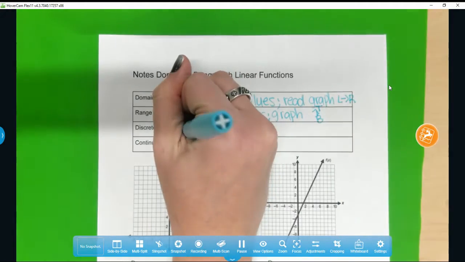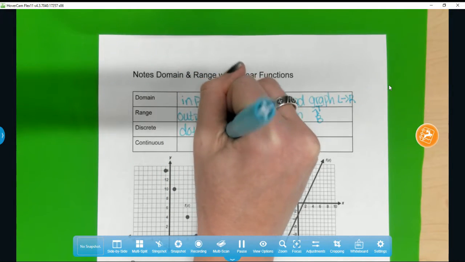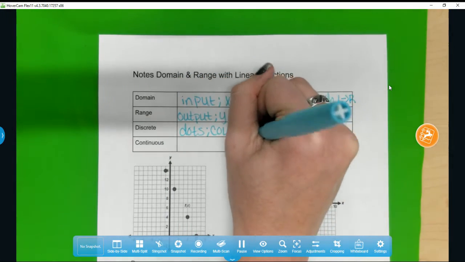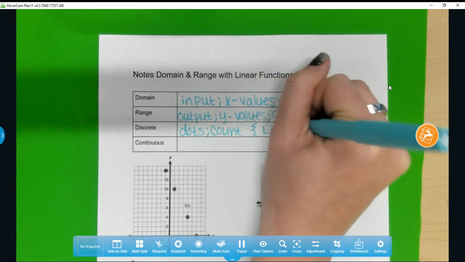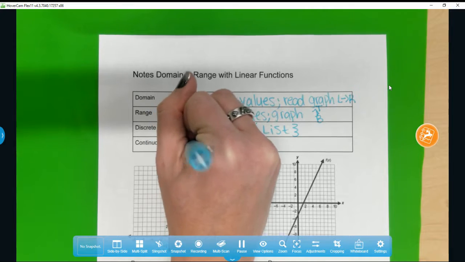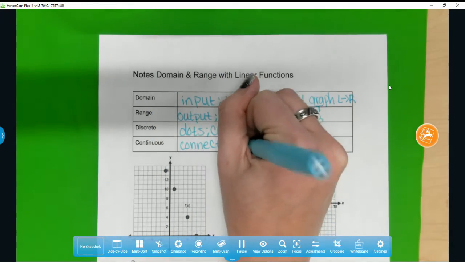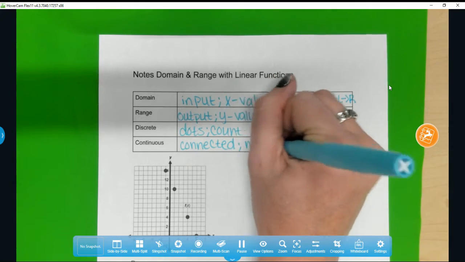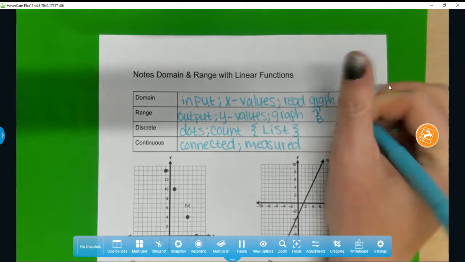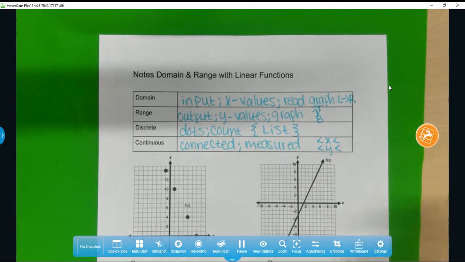Remember, discrete is dots. You can count them. And it's a list. Continuous, everything's connected. Keywords are going to be like measured. It's something that can be measured. And your domain and range are your inequalities.